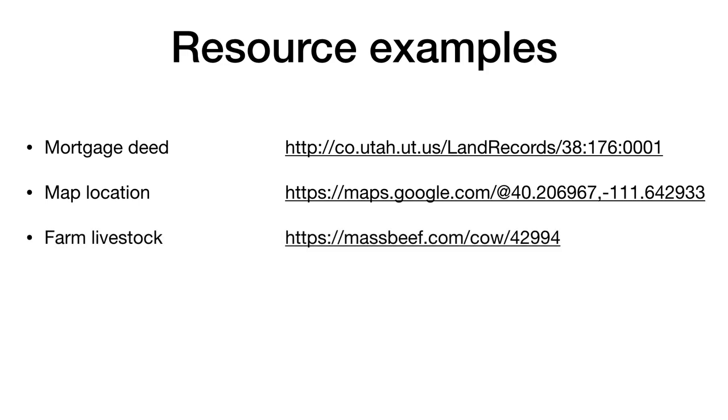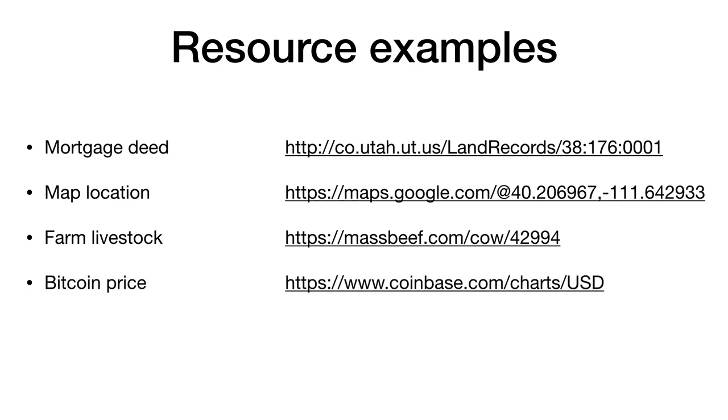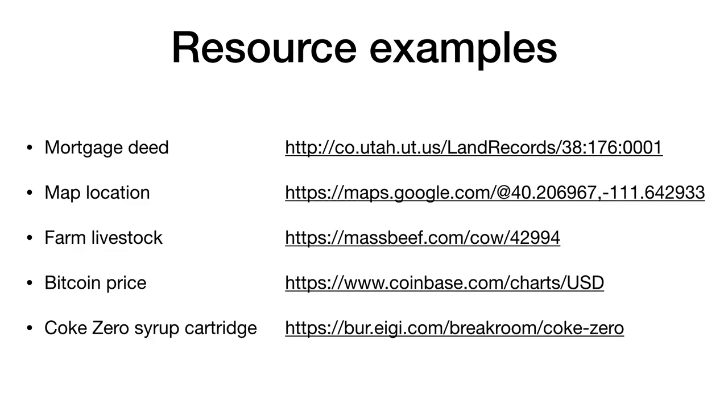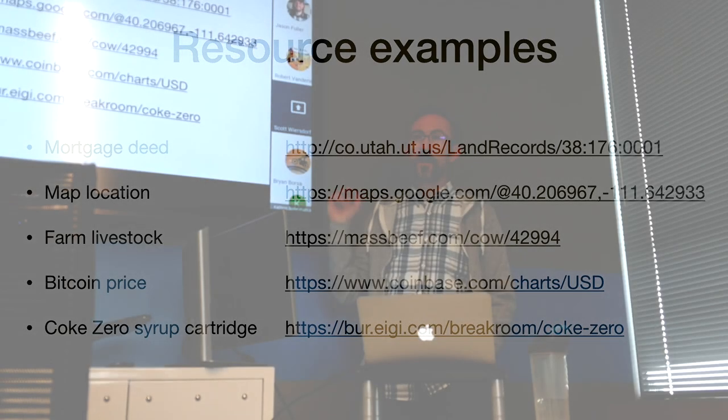A cow resource may have pedigree information, vaccination history, milk yield. The Bitcoin price resource might return a number or a chart indicating the current price of Bitcoin in US dollars. The Coke Zero resource would tell us the syrup level in the cartridge and when it was last replaced. The URI is part of what Fielding calls the uniform interface in his dissertation.